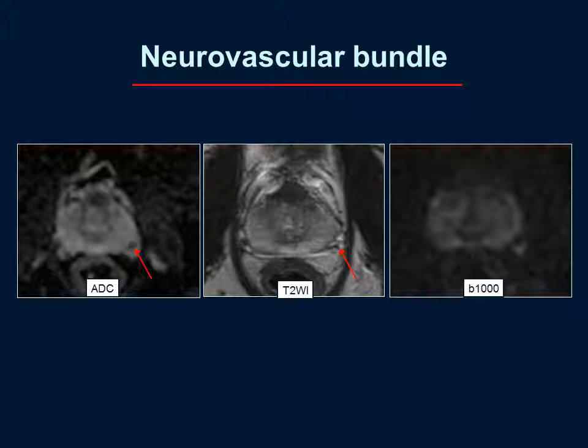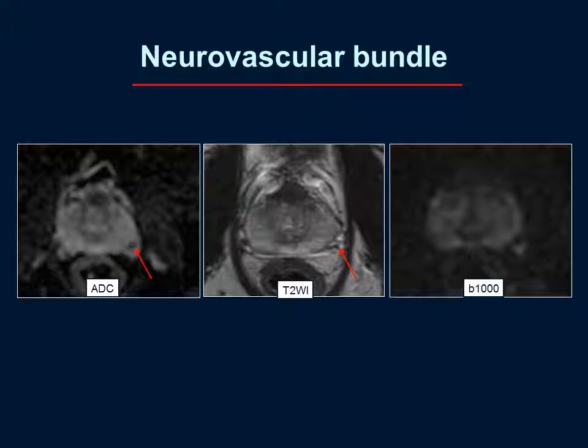Another potential pitfall in diffusion with images, the neurovascular bundle. What I'm getting at here is that sometimes on the ADC map, given distortion, the decreased ADC within the neurovascular bundle may actually look like it's a focal lesion within the prostate itself. And again, here we just have to correlate with other sequences.